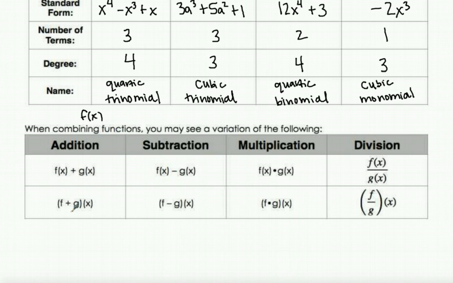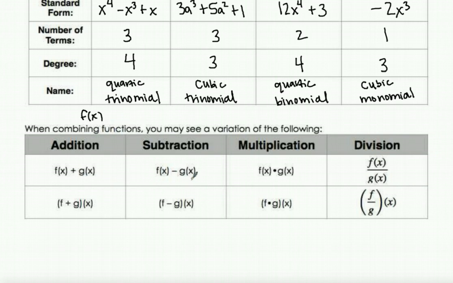Another way that we might see addition is f plus g of x. With subtraction, I've got f of x minus g of x, so my function f of x minus my function that represents g of x. Or you might see it written f minus g of x. With multiplication, you might see f of x times g of x, or f times g of x. And with division, you might see f of x divided by g of x, or f divided by g of x.